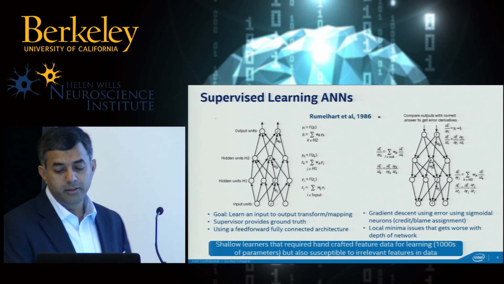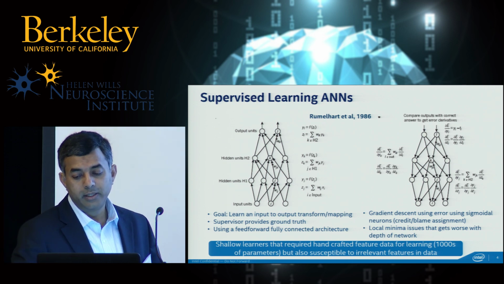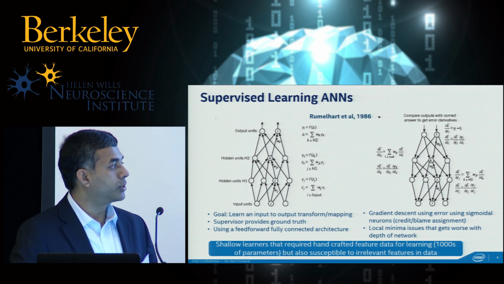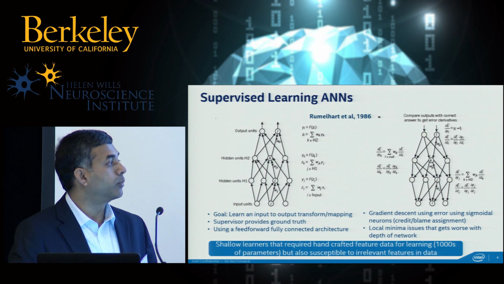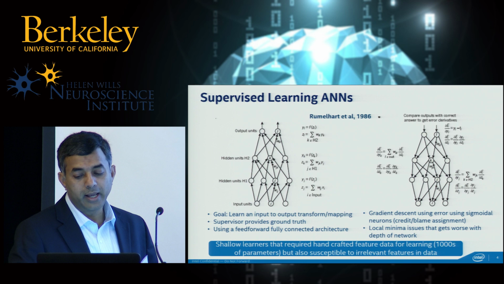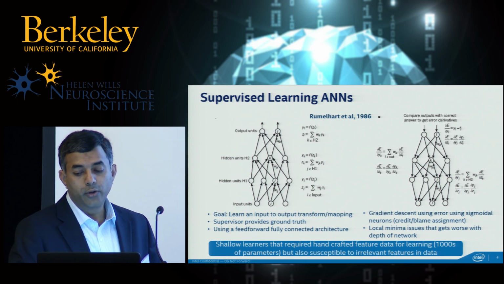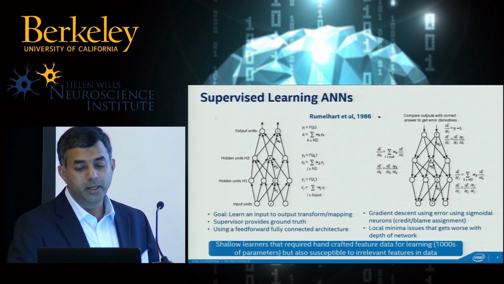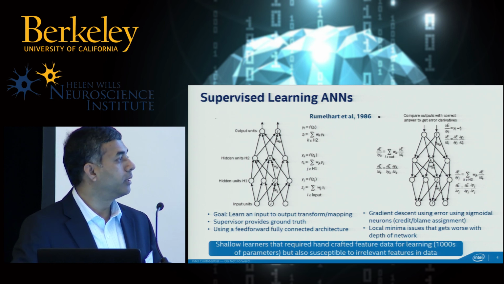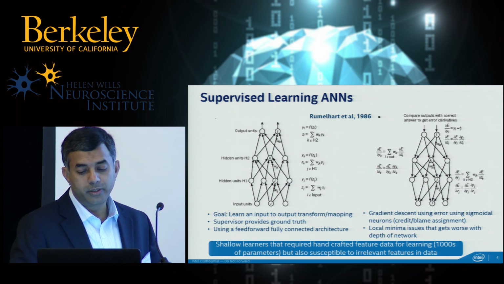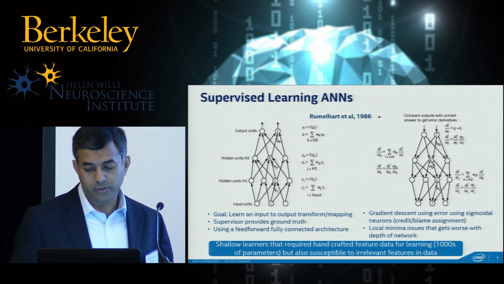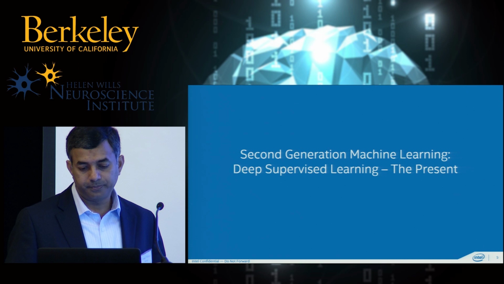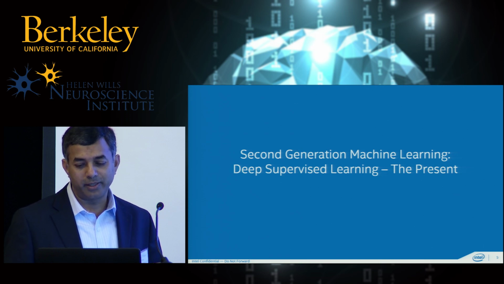Early models didn't really get beyond being shallow because of this local minima problem that gets worse with the depth of the network. And so shallow learners, as we like to call them, required handcrafted feature data in order to minimize the number of layers that you want to use in the network. So we're talking about thousands of parameters, but also these systems were very susceptible to things like irrelevant features in the data. So that's just two slides for the past.